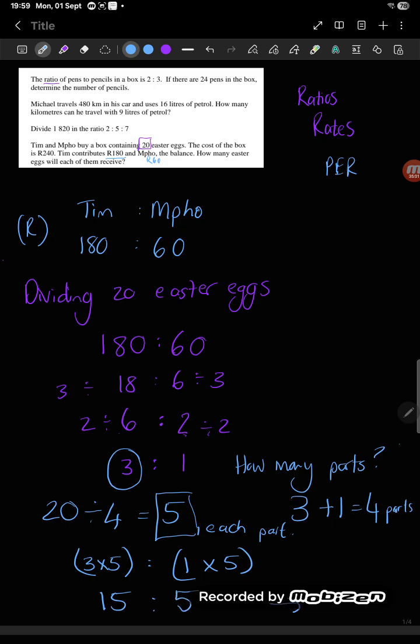And how many total do I have here? Well, I have 20 Easter eggs. So Tim got 15, Mpho got 5, which gives me 15 plus 5 equals 20. Good job.